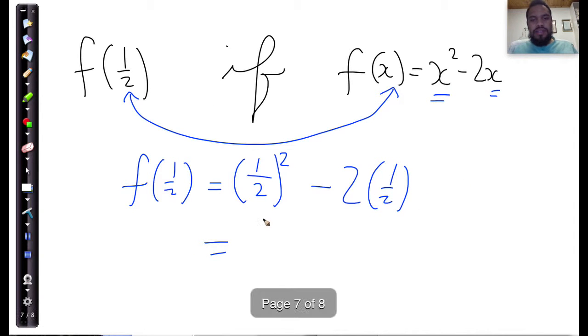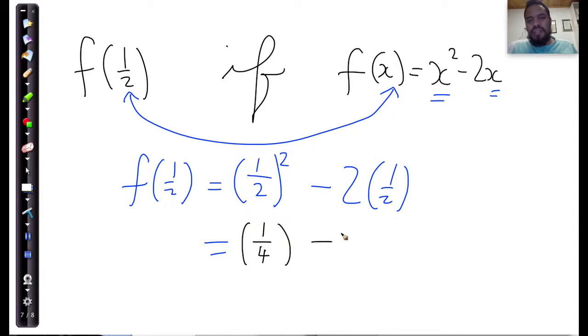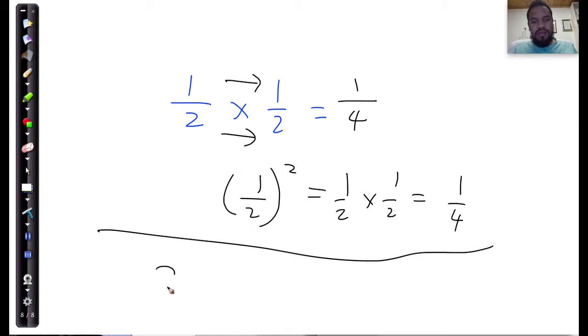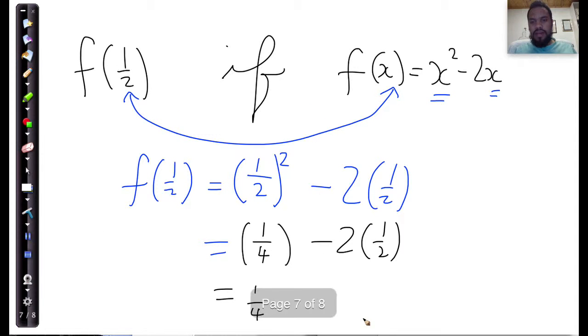So this is going to be 1/4 minus 2 multiplied by a half, and that is equal to 1/4 minus 1, because 2 times a half is equal to 1. If you're not sure, you can just do it over here: 2 over 1, because that's the same as 2, multiplied by a half, gives you 2 over 2, tops of the tops, bottoms of the bottoms, and 2 over 2 is equal to 1.